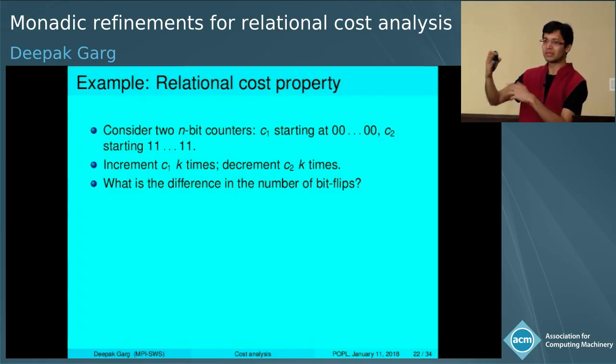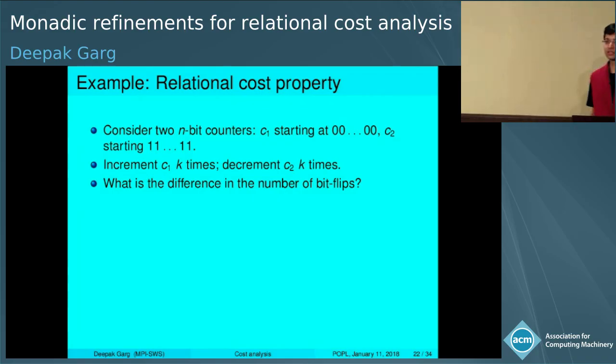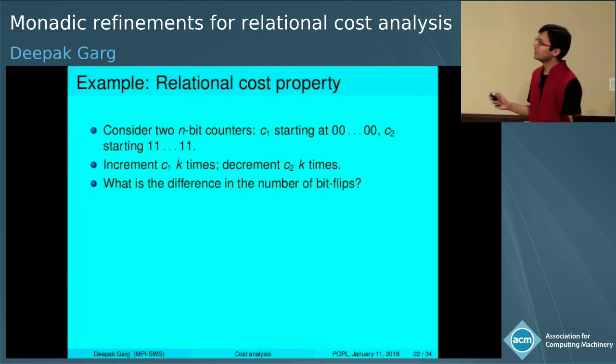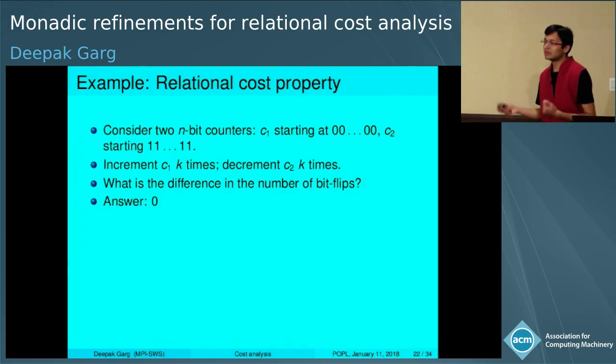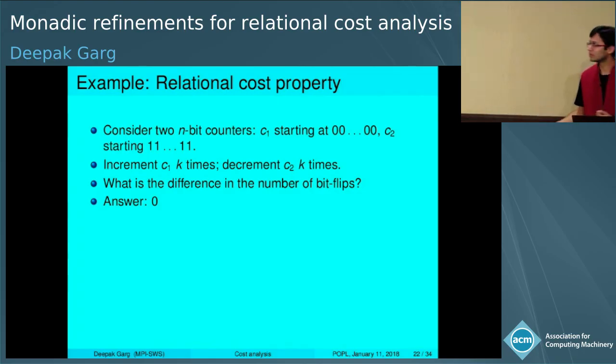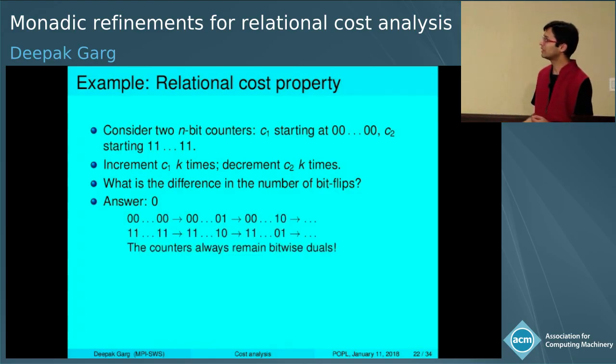And I count the number of bit flips in the two, and I ask you what's the difference in the number of bit flips in these two sequences of operations. If you think about it for a minute, you will realize that this answer is actually 0. So this is actually a very trivial problem, and the reason is that the counters always remain in lockstep. They are bitwise duals. You start with two counters that are duals. When you increment one and decrement the other, they are still duals, and this just continues. So the number of bit flips have to be the same.